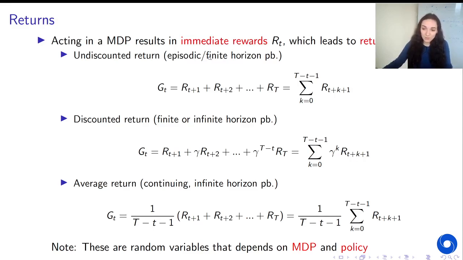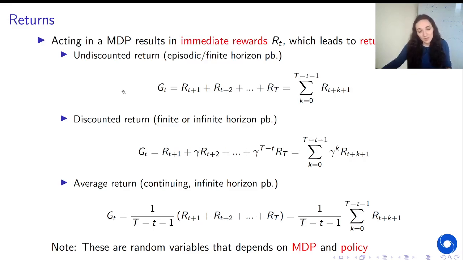Undiscounted returns, which is the sum of all the rewards that you're going to see in the future. The discounted return, which uses this discount factor that we've seen in the definition of the MDP to gradually discount the rewards that you see in further steps in time. And the average reward formulation that looks at the average reward. So depending on the MDP, one of these might be appropriate.